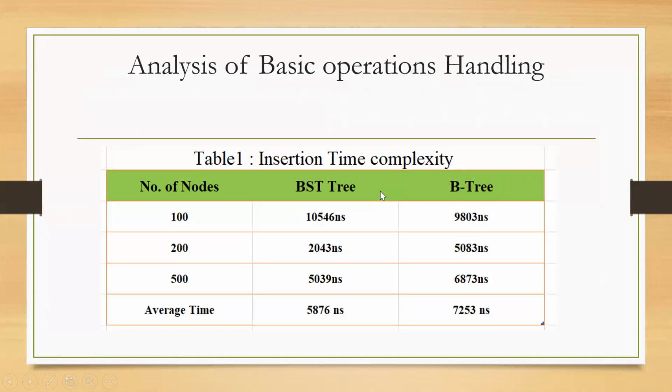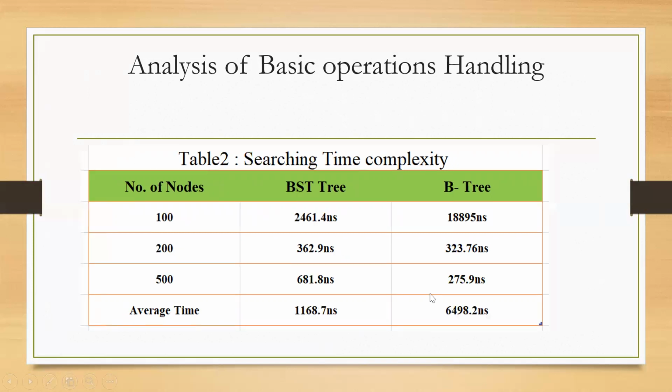Here we also tested our input with 3 different sizes. The small one is 100. For BST, we have this number, and for B3, we have this. For 200, which is our medium data, we have this. And 500, which is considered big because of the processor speed of our system, we have this. The average time for insertion for BST is 5876 nanoseconds, while for B3 it is 7253 nanoseconds.